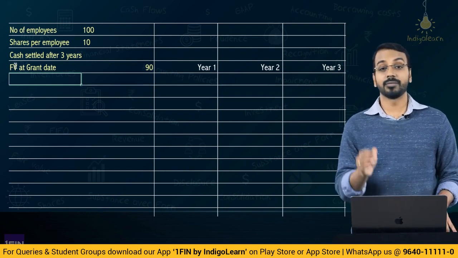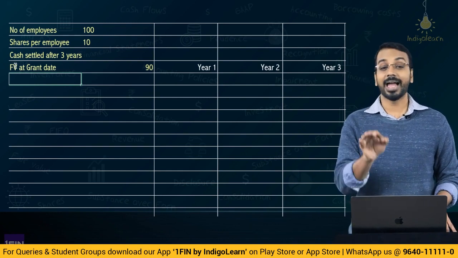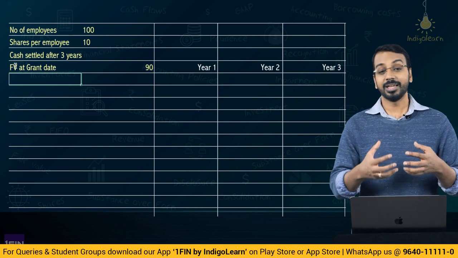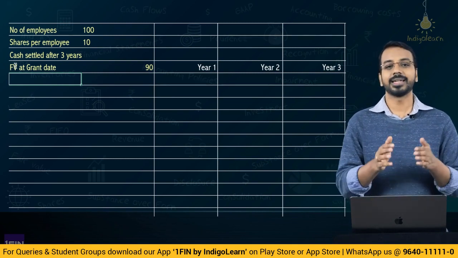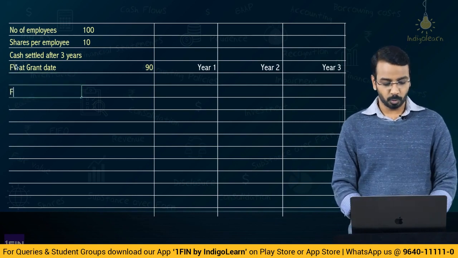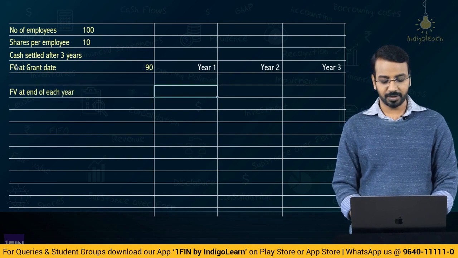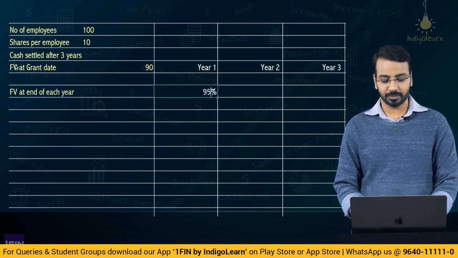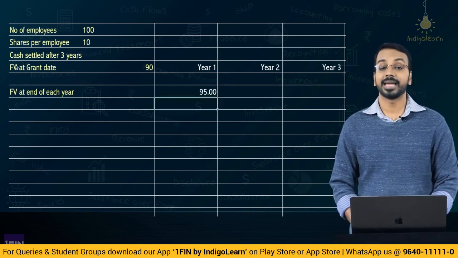For expense of year 1, we have to see what is the fair value of share at the end of year 1, because assume you have to settle the transaction at the end of year 1, how much would you have paid? That is determined by the fair value at the end of year 1. So you have to know what is the fair value at end of each year. Say fair value at the end of year 1 is 95.